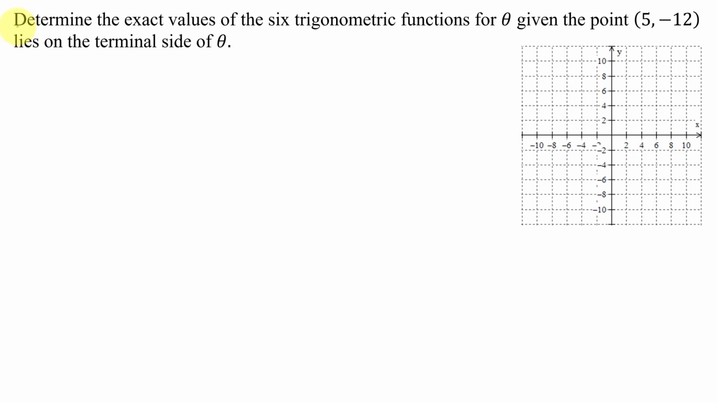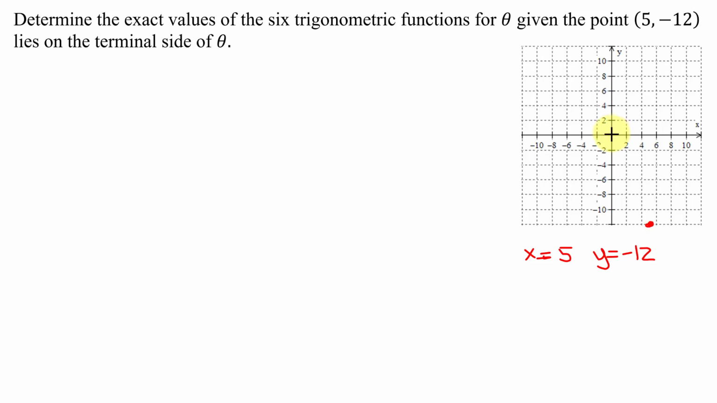In this example, I need to determine the exact values of the 6 trigonometric functions for theta, given the point 5, -12 lies on the terminal side of theta. So I need to sketch in my point. So I know x equals 5, y equals -12. So starting at the origin, go 5 to the right, down 12 units. There's my point 5, -12.